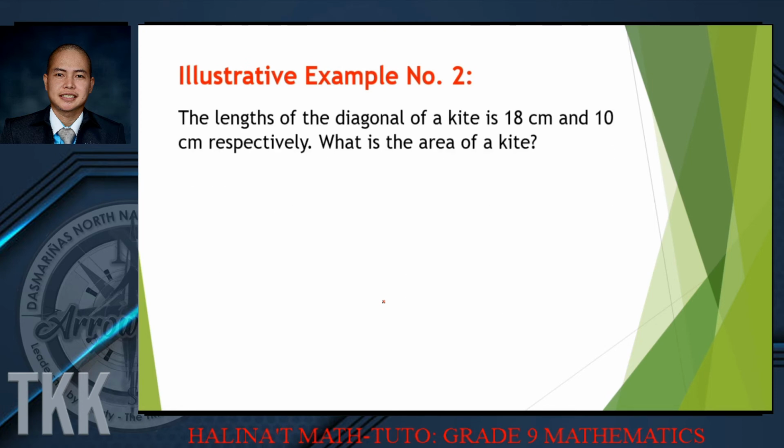Number 2, the length of a diagonal of a kite is 18 centimeter and 10 centimeter respectively. What is the area of a kite? So we can draw a kite so that you can be able to visualize the given scenario.